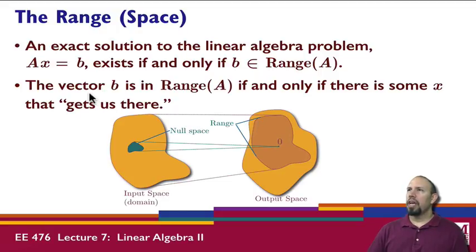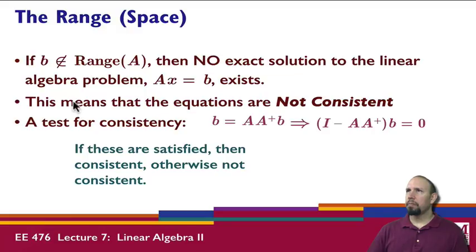In other words, the vector B is in the range of A if and only if, if B is in here, that means there was some X that got me there. That's the idea of the range. If B is not in the range of A, then no exact solution exists for the linear algebra problem. This basically means that the equations are not consistent.